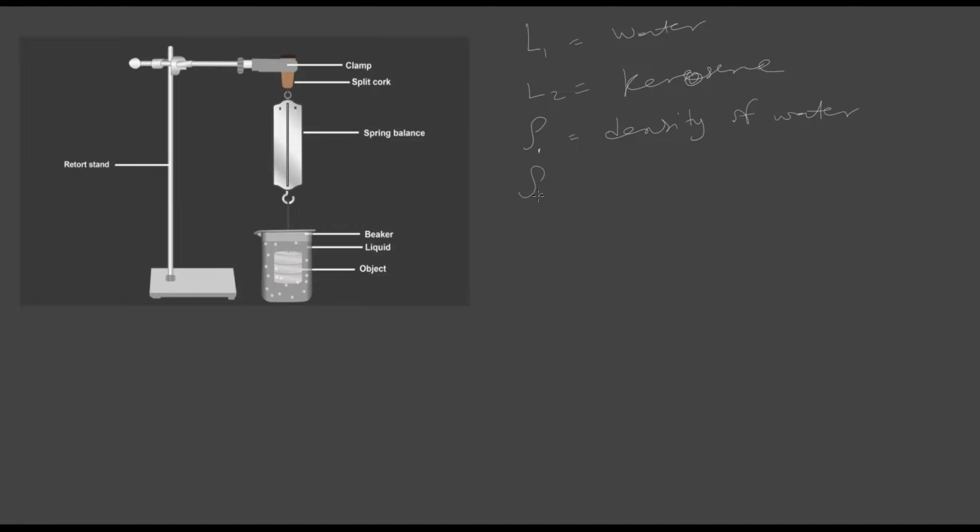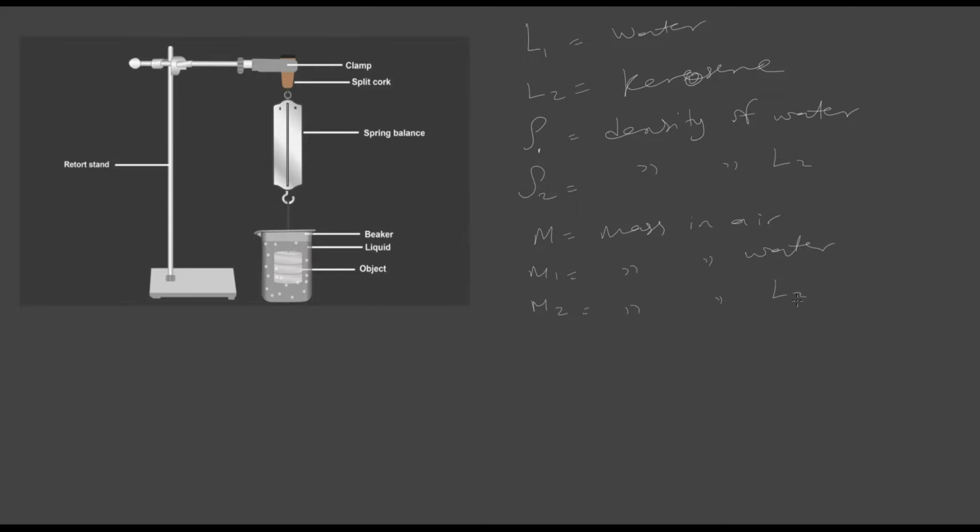And let's say we have row two as the density of L2, that's kerosene. Then let's say we know what M represents. That's the mass in air. Then we know N1 represents the mass in water. And we know N2 represents the mass in the kerosene, that's L2.